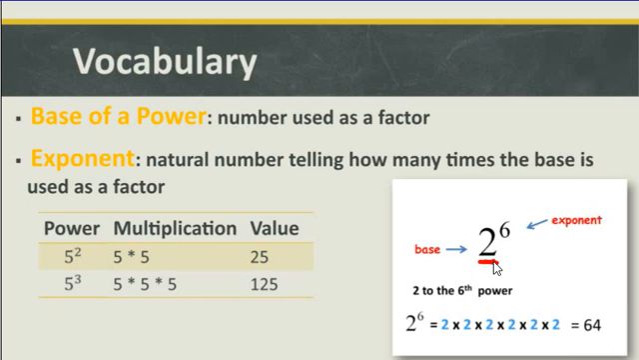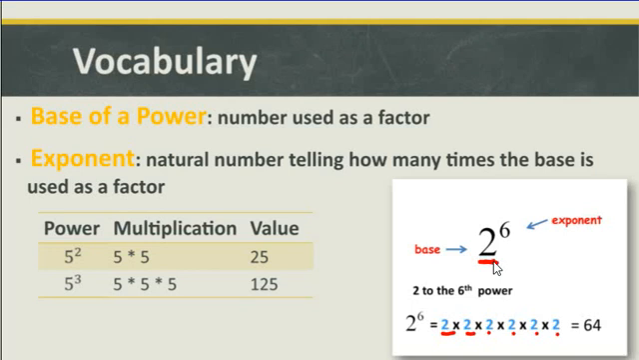So the exponent is the natural number telling how many times the base is used as a factor. So if we think of 2 to the 6th power, 2 is used as a factor 6 times. So 2 times 2 times 2 times 2 times 2 times 2 gives you a total of 64. So 2 to the 6th power is 64.